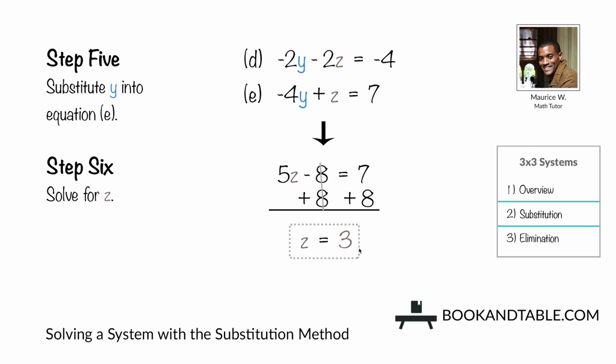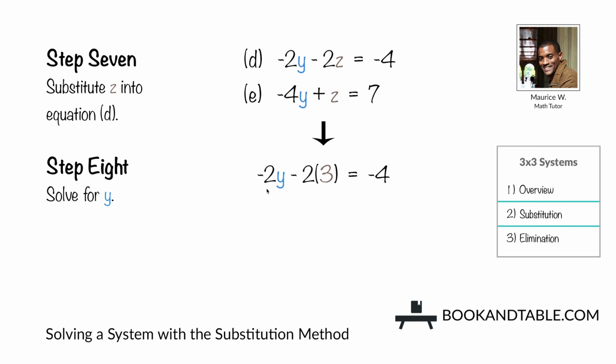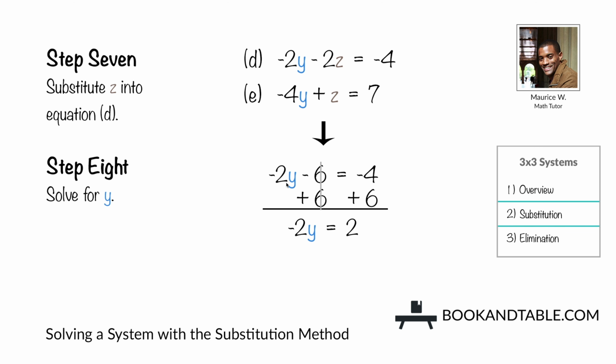So now that we've solved for z, we can take z is equal to 3. In step 7, we can substitute z into equation D here, and then solve for y, step 8. When we do so, we get negative 2y minus 2 times 3, which would be negative 6, is equal to negative 4. And now we'll add 6 to both sides, giving us negative 2y is equal to negative 4 plus 6, which would be positive 2. To remove the coefficient of negative 2, we divide both sides by negative 2, showing us y is equal to 2 divided by negative 2, which would be equal to negative 1.